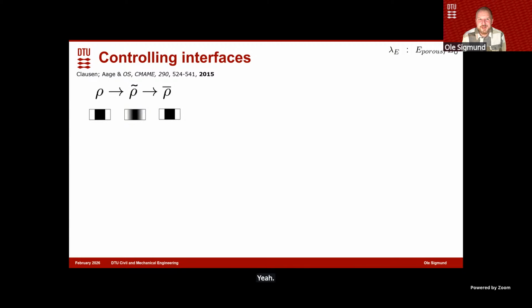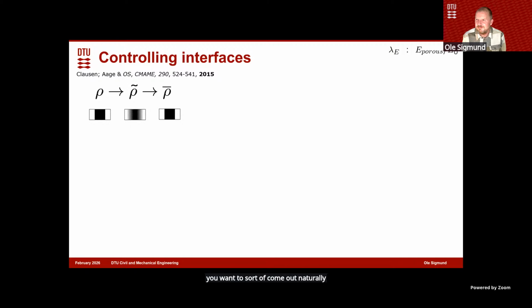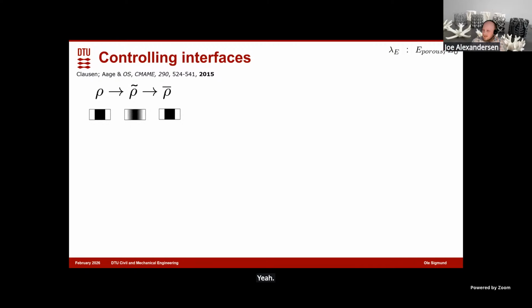Especially if you have to add, again, I prefer not to add extra constraints or penalization terms to the objective and stuff like that. You want the result to come out naturally as it does here. Yeah. And what about adding a constraint on a gray measure, like the one you showed, that should be below something? Yeah.